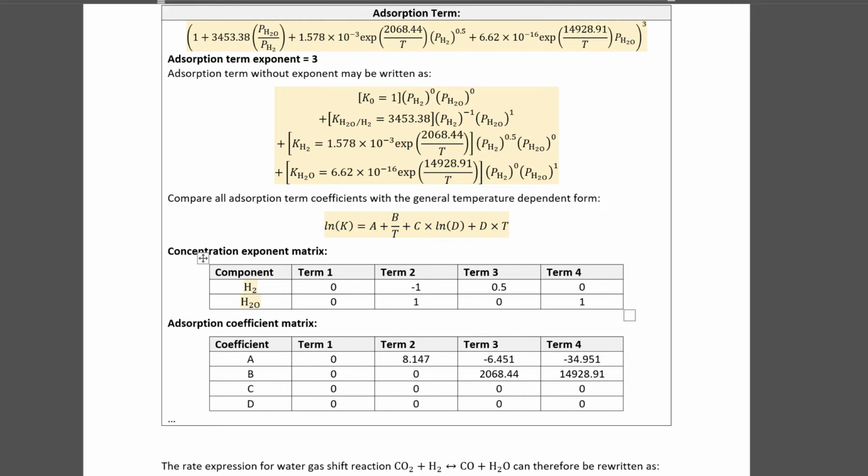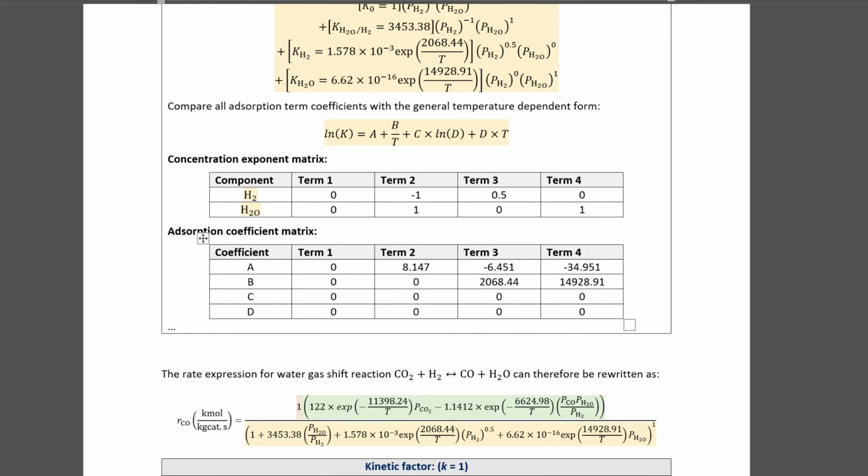The coefficients are calculated as we have discussed previously for the driving force. For term 1, the constant is 1, so the coefficient A will be the natural log of 1, and in the absence of other terms, the coefficients B, C and D will be zeros. For the second term, the coefficient will be natural log of 3453.38 and the other terms will be 0. For the third term, the coefficient will be natural log of 1.578 into 10 to the power -3 for the A coefficient, and 2068.44, that is the numerator of the exponent, is the coefficient B. And similarly, the coefficients for term 4.